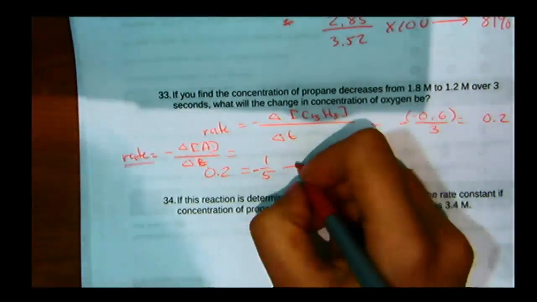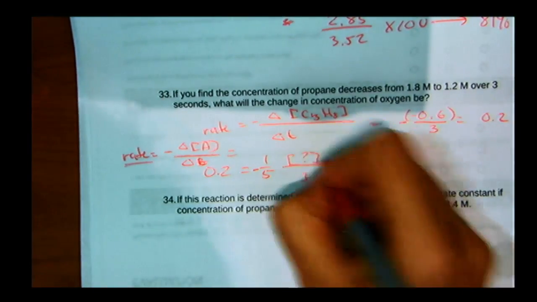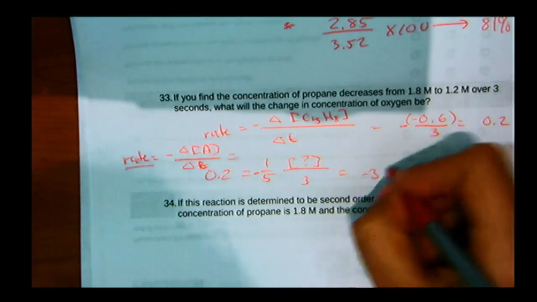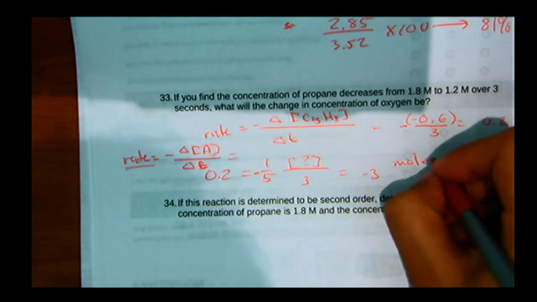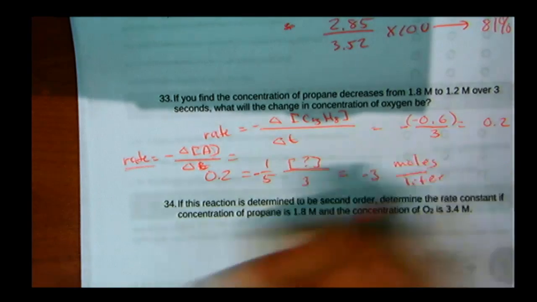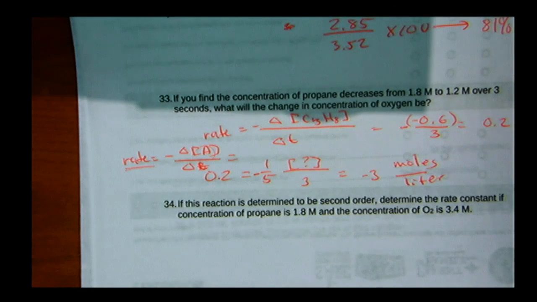Like, we don't know what the change in concentration of oxygen is. If you work out the math, you should get negative 3 moles per liter. You're like, wait, I got a negative concentration, I did something wrong. Not so much, because it's in the reactants, and the reactants are going to go away over time, so it makes sense that you have a negative concentration in this case. Does that make sense?